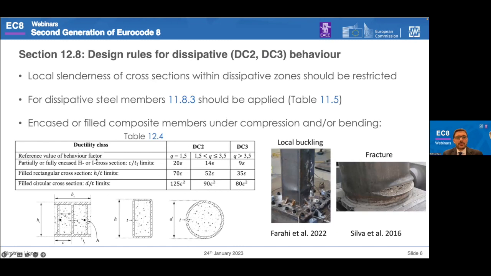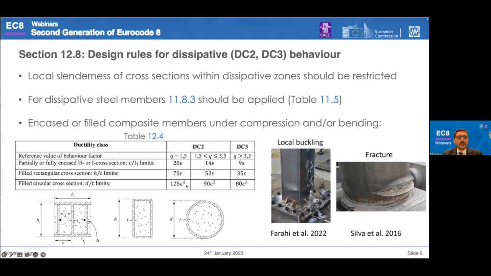In particular, I'll focus on local slenderness of cross sections within dissipative zones. And as we know, I think we saw some of the questions also, these should be restricted. So for steel members, you saw by Professor Landolfo that generally section 11.8.3 should be applied. But what's new here is if you are using encased or filled composite members under compression and bending, the new table 12.4 here, which is conditioned to the Q factor, you will see that these limits for filled rectangular cross sections and filled circular cross sections have been relaxed compared to the current code. And I'll show you this in the next slide.